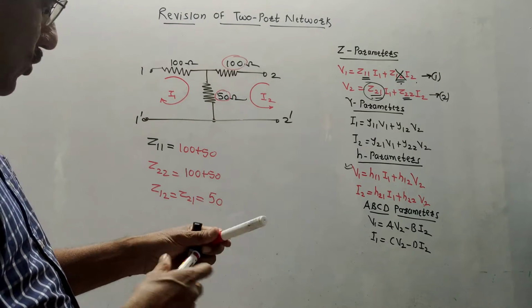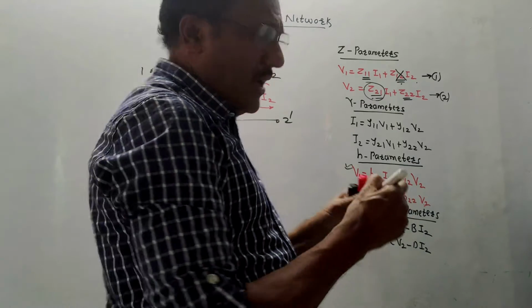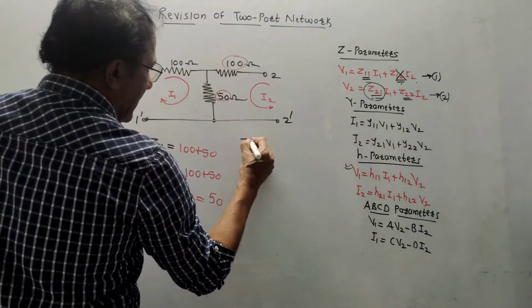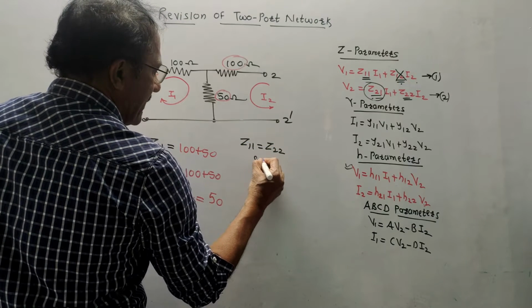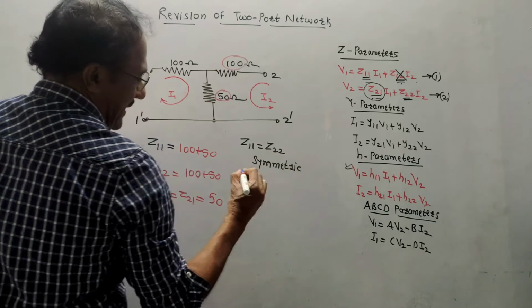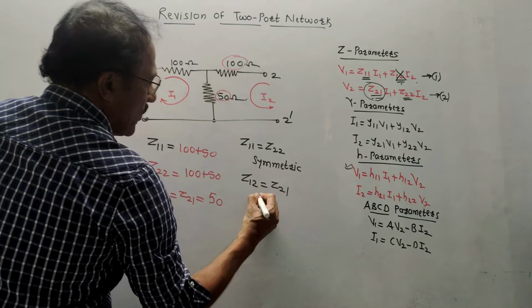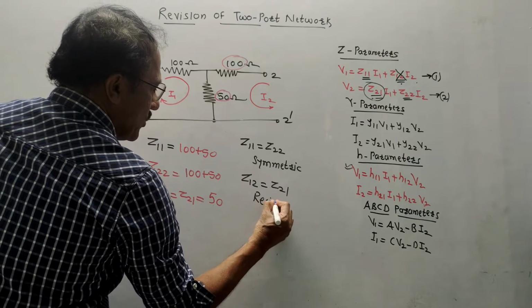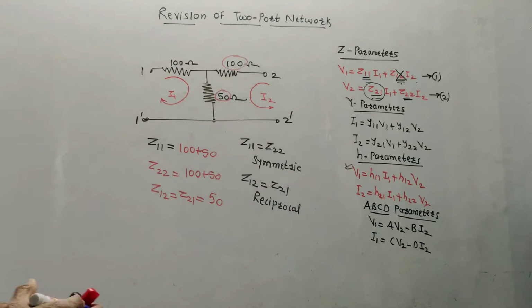One more thing you need to remember. After attempting any problem and doing the calculations, if you are getting the value Z11 the same as Z22, the network is said to be symmetrical. This is the condition of symmetry. Similarly, if you are getting Z12 equal to Z21, the network is said to be reciprocal. This is the condition of reciprocity.